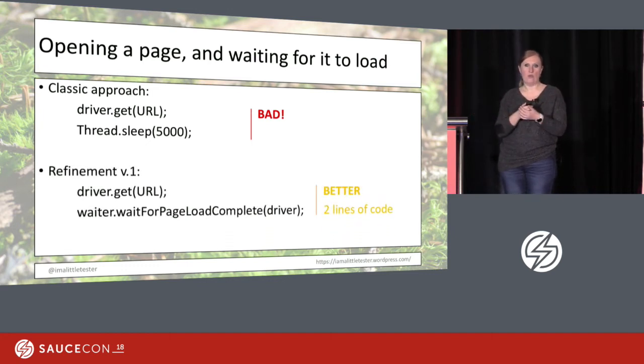load. So if we rewrite the initial code that we had here, we can say driver.get the URL, and then we can say waiter, which is my wait class, waiter.waitForPageLoadComplete. This is better. So basically now we're waiting for something to happen, but it's still not the best thing because we have 2 lines of code. So remember these 2 lines of code. I'll show you what that matters in a second.